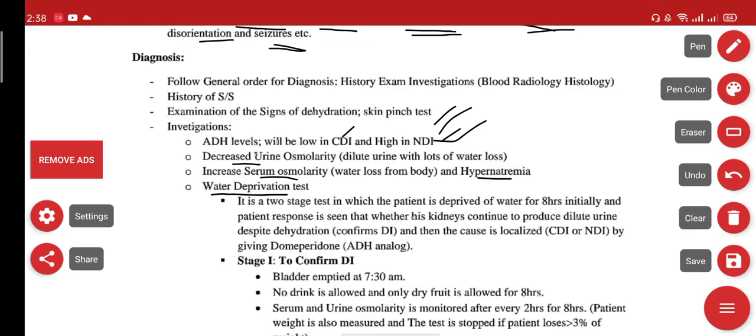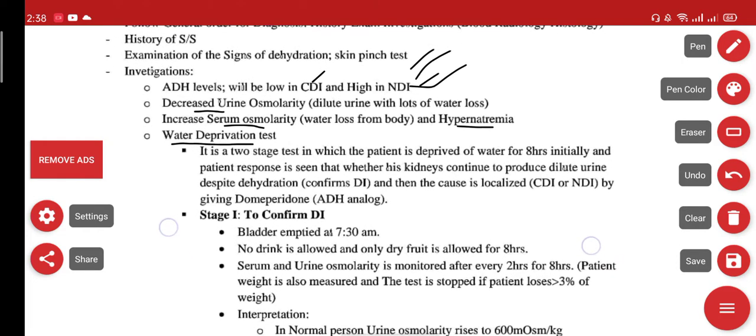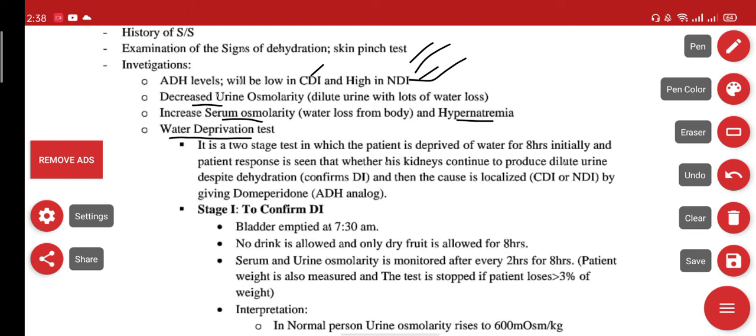It is a two-stage test in which the patient is deprived of water, as the name indicates, water deprivation test. The patient is deprived of water for 8 hours initially, that is the first stage, and then we see what his response to this dehydration is, whether his kidney continues to produce dilute urine. If it is continuously producing dilute urine, that confirms diabetes insipidus, that ADH is not released or ADH is not functioning.